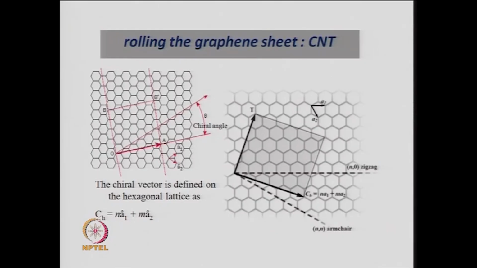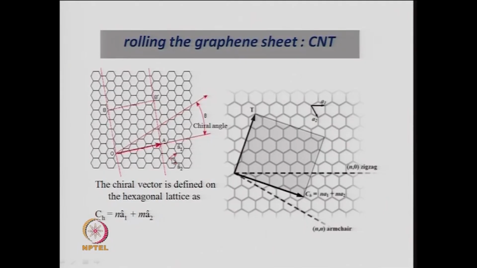But rolling the graphene sheet can be done in several ways, and depending on how you roll it, you will get different types of carbon nanotubes. So, for example, we define a couple of things, like what is the chiral angle. That means if you are connecting one line here and you are rolling it at an angle theta, that angle is called the chiral angle, and the chiral vector is defined using two unit vectors a1 and a2, which are shown here.